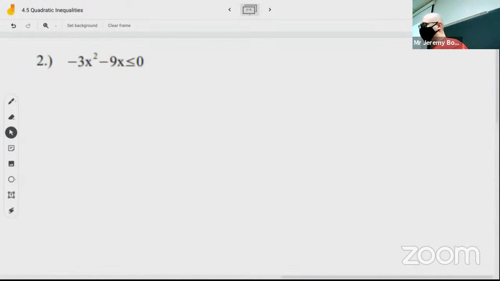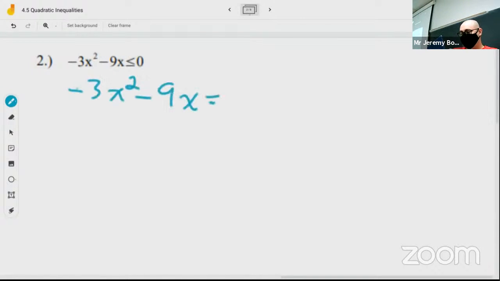Yeah, negative 3x squared minus 9x is less than or equal to 0. We're going to move everything over, so one side is 0, that's already done for us. So we'll start with negative 3x squared minus 9x is equal to 0.